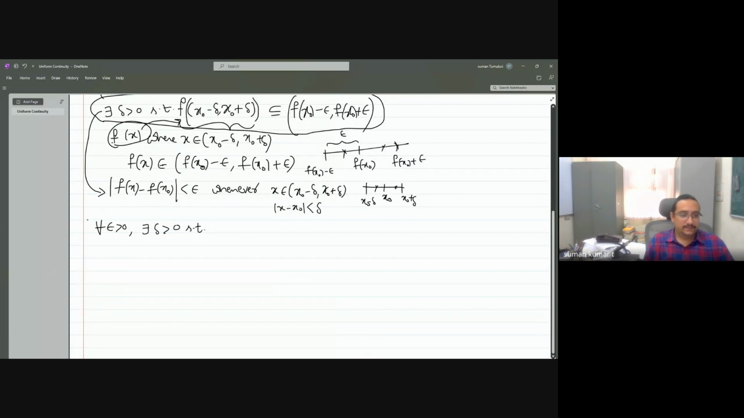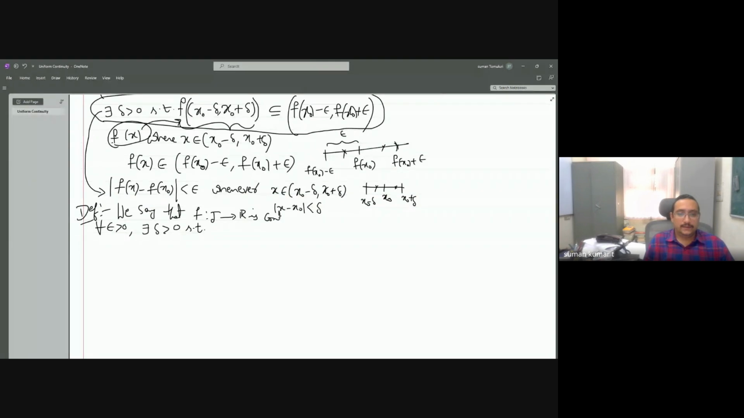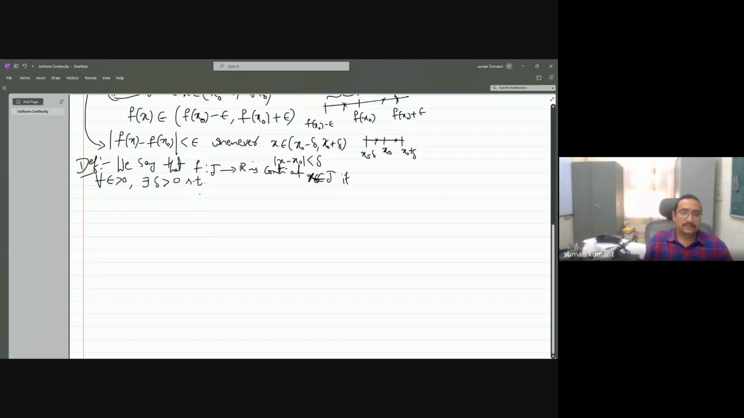So let me write the definition. We say that f from J to R is continuous at x naught belonging to J if for every epsilon positive there exists delta positive such that modulus of f of x minus f of x naught is less than epsilon whenever modulus of x minus x naught is less than delta.